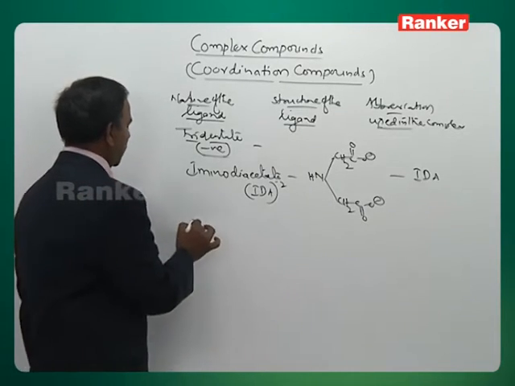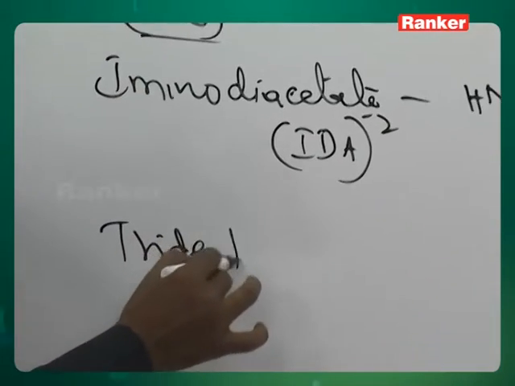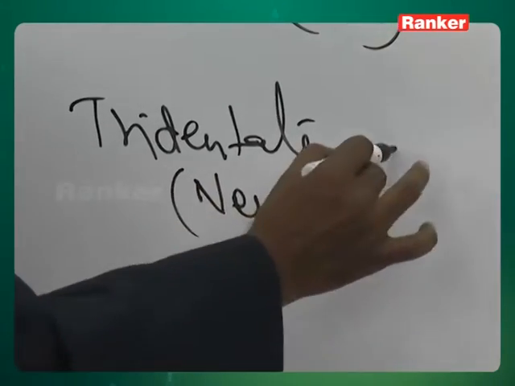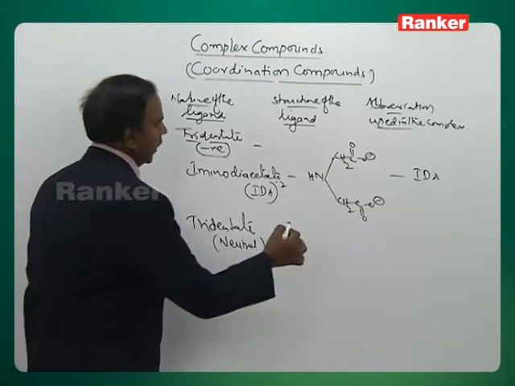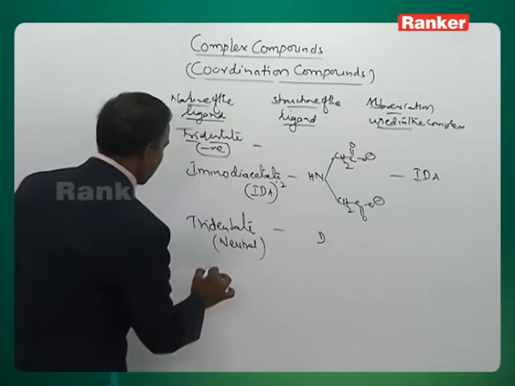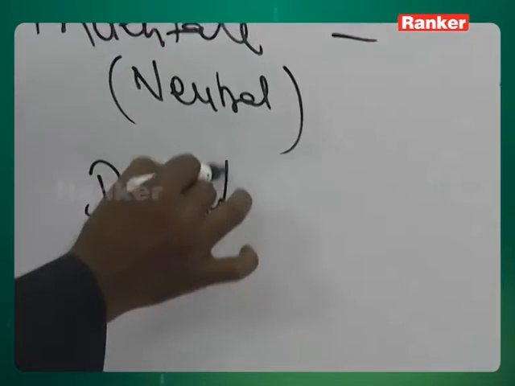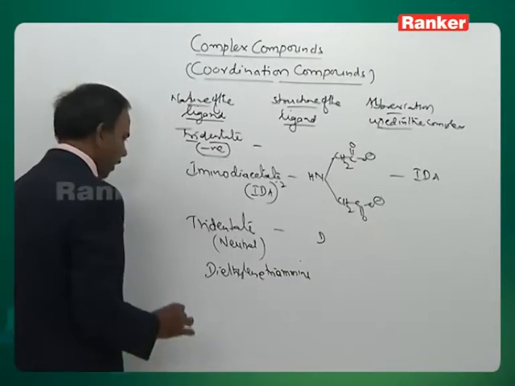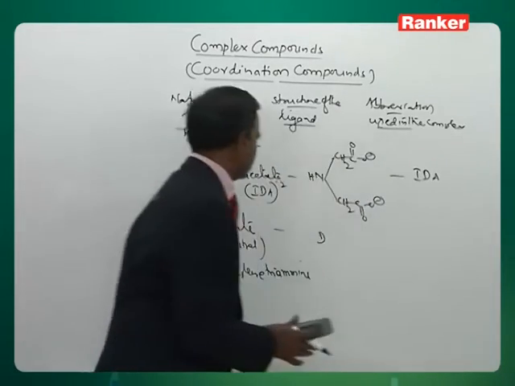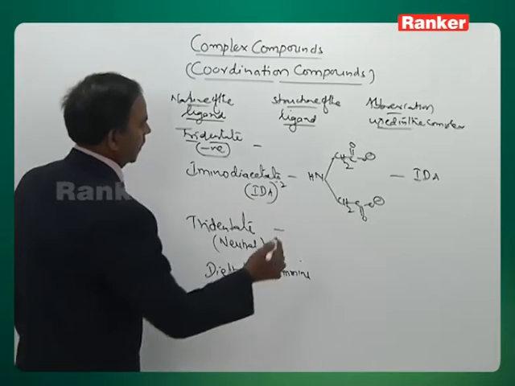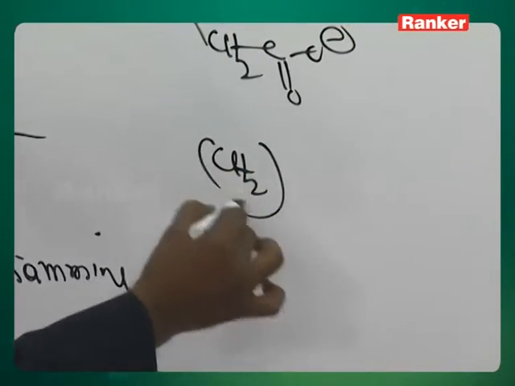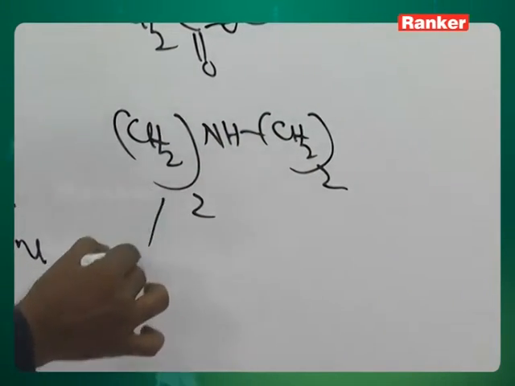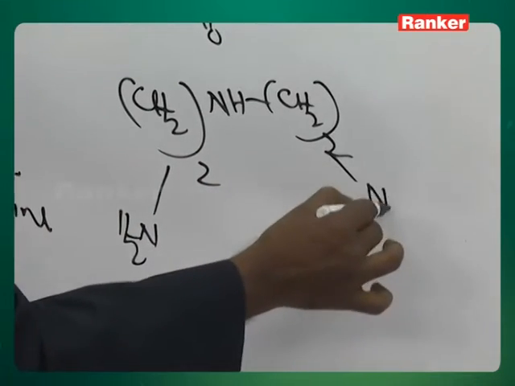Next, tridentate neutral ligand. Let us consider diethylene triamine. See, diethylene triamine: CH2 linked to NH, CH2 linked to CH2, with NH2 and NH2 at the ends.